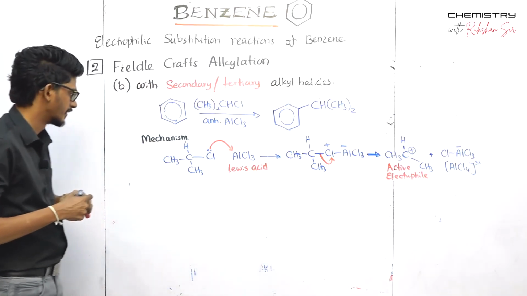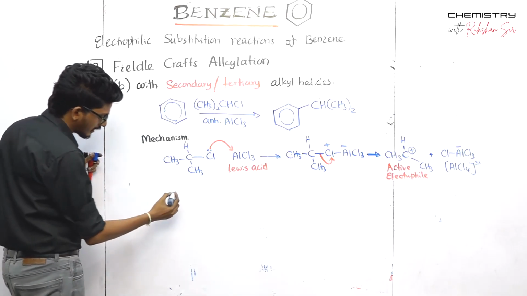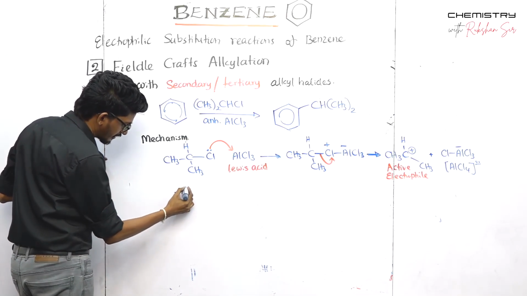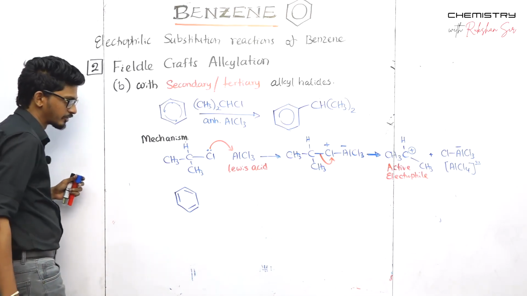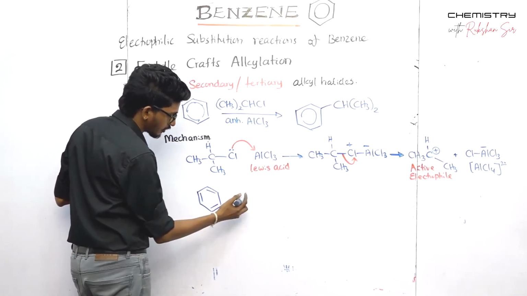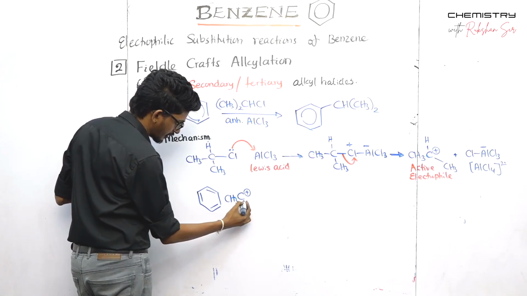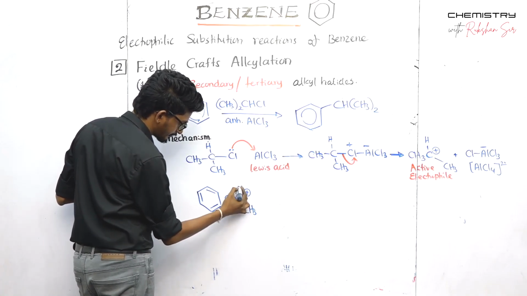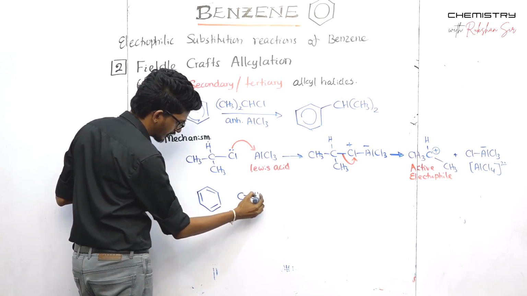Okay, let's do the other stuff. This is the end of the first step, and the second step is what? The benzene ring attacks the so-formed active electrophile. So you have this electrophile with the positive charge and some CH3 groups. So I'll write it like this, it's easier to follow.